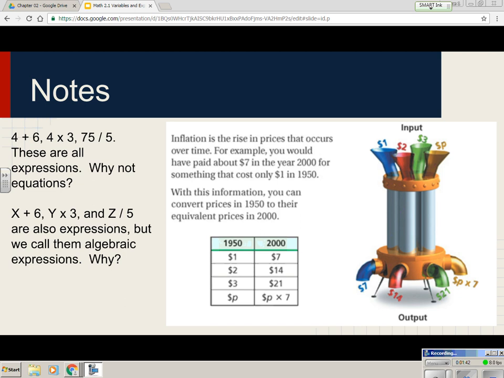All right, let's start to talk about what variables are and what an expression is, and make sure you understand these properly going forward with this unit. So on the left-hand side, I wrote 3 different expressions. 4 plus 6, 4 times 3, and 75 divided by 5. I'm going to want you to pause the video, and I want you to tell me, and write in your notes, why these are not equations and they are expressions.